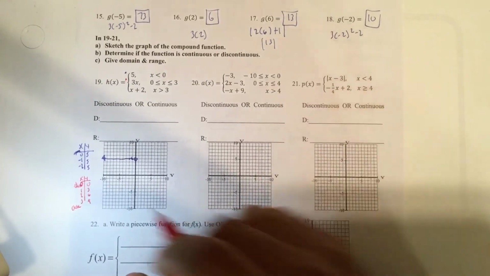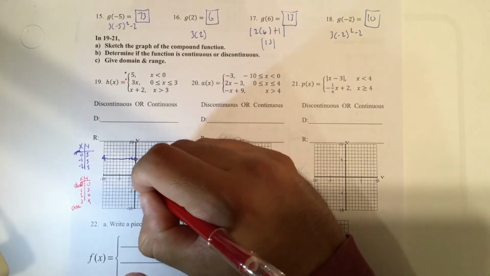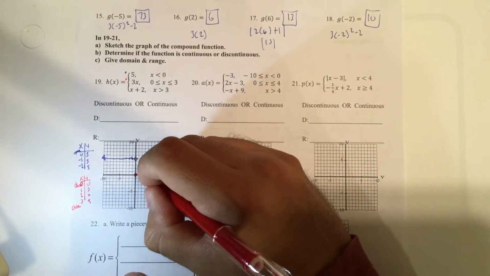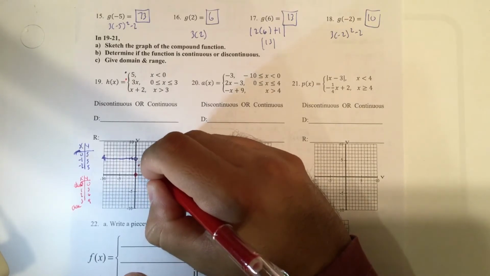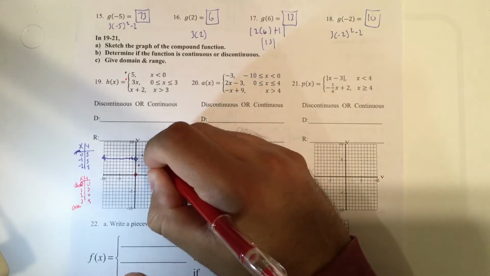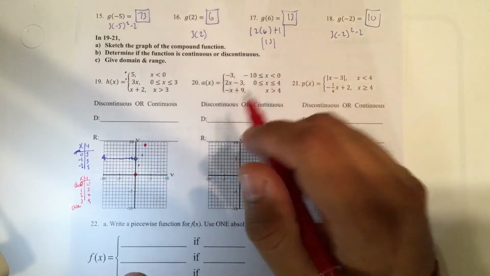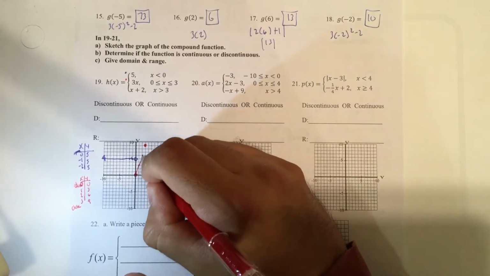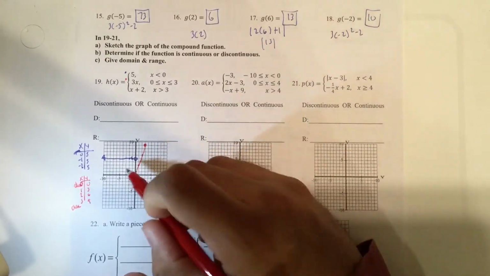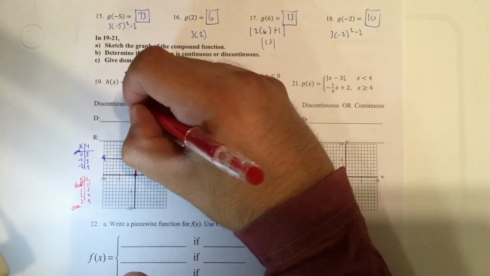Alright, so let's go ahead and plot these. So 0, 0 is a closed circle. We have 1, 3, 2, 6, and 3, 9 is another closed circle. And there's that part. So just based off of this, they're not even connected, so that's discontinuous.